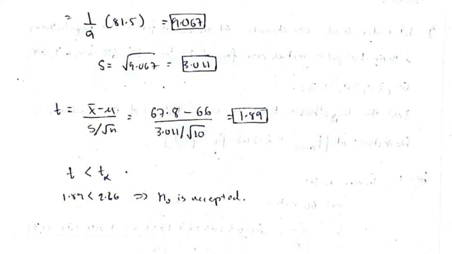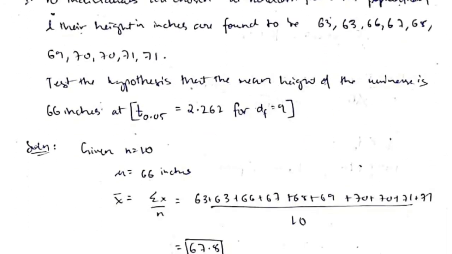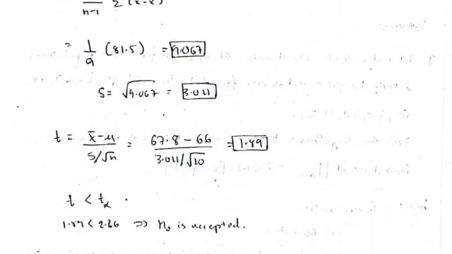Then finally we compare the t value we got with the given t value. This is the given t value, 2.262, and the t value we got is 1.89. We write 1.89 here and compare it with 2.262. If the value we got is lesser than the given value, then the hypothesis is accepted.